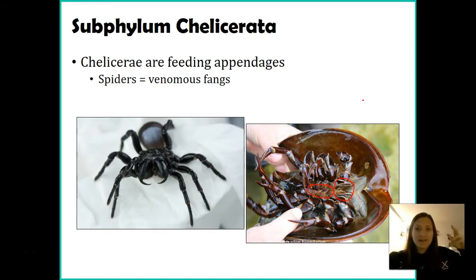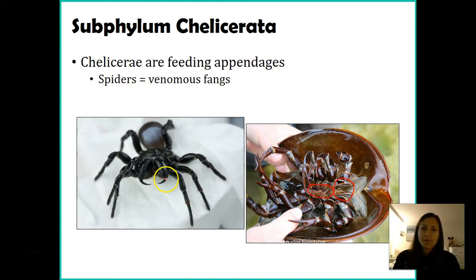So this is not part of, for example, the spider. It doesn't have 6 legs and then 2 feeding appendages. It still has its 8 legs, and then on top of that, it has 2 additional appendages, the chelicerae, that are exclusively used for feeding.